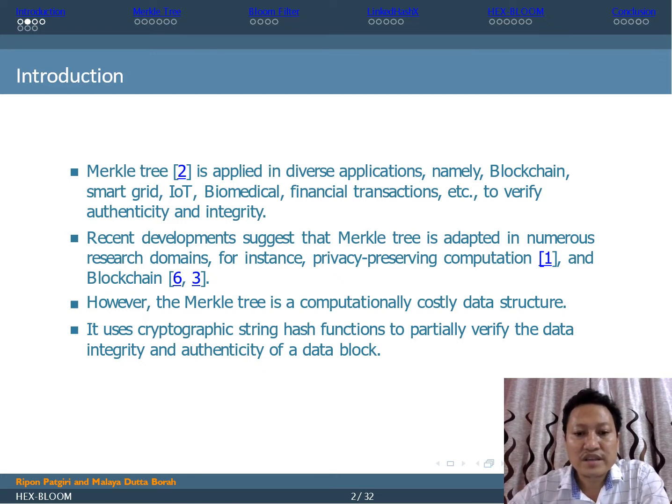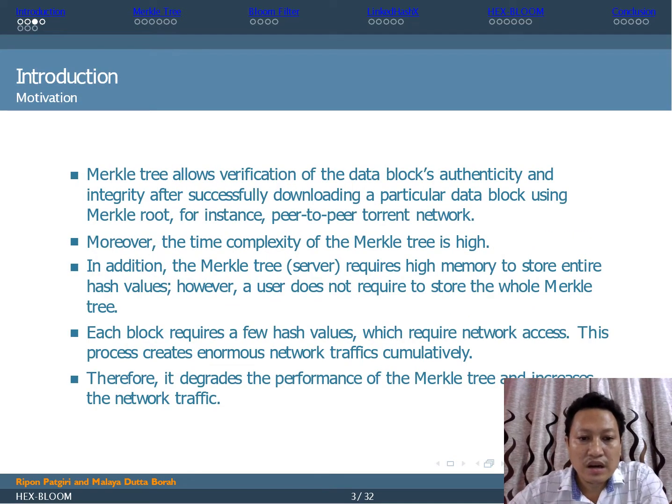However, Merkle tree is a computationally costly data structure. It uses a cryptographic hash function to partially verify the data blocks' integrity and authenticity. Merkle tree allows verification of data blocks' authenticity and integrity after successfully downloading a particular data block, using the Merkle root, for instance, in a peer-to-peer torrent network.